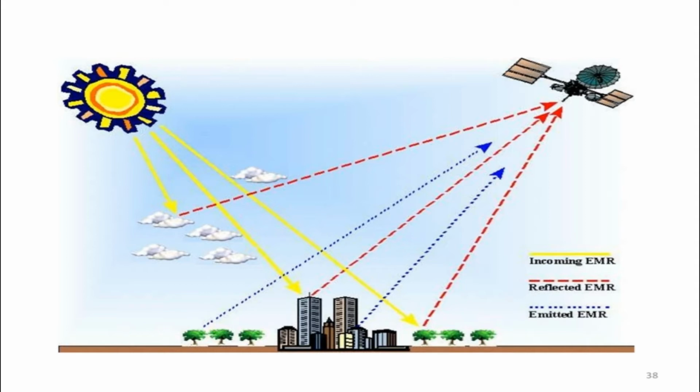Now the picture shows some of the incoming electromagnetic radiation that comes from the sun, and it interacts with our earth surface matter. Emitted and reflected EMR are seen from the different matters. The reflected EMR is one, and the emitted EMR is the matter's own energy source, which can be gained by our sensors.